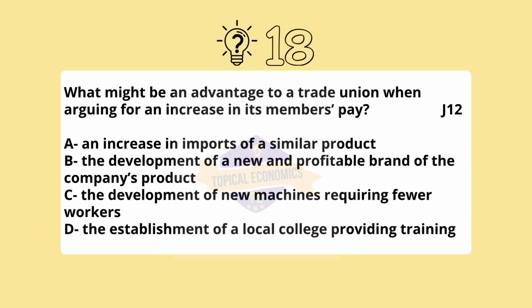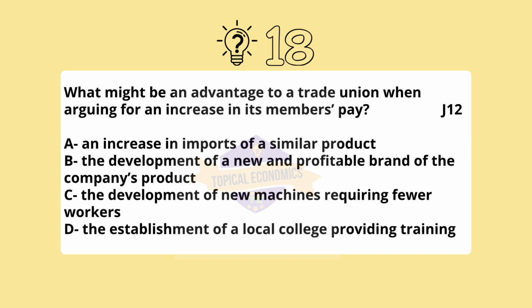18, this is from June 2012. What might be an advantage to a trade union when arguing for an increase in its members' pay? Option A, an increase in imports of a similar product. Option B, development of new and profitable brand of the company's product. Option C, development of new machines requiring fewer workers. Or option D, the establishment of a local college providing training.